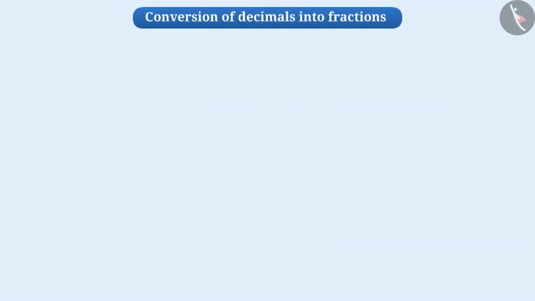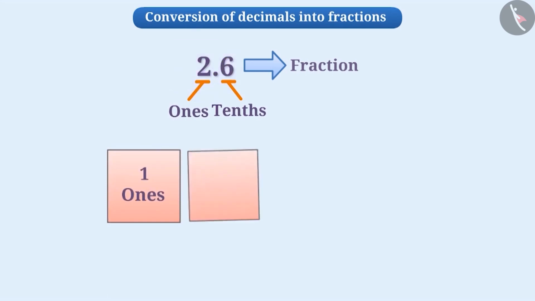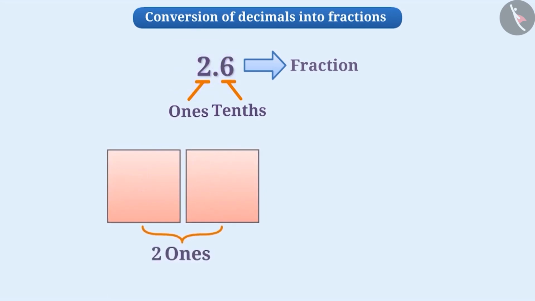In the same way, we can represent a decimal number in the fraction form. Let's assume we need to represent 2.6 in fraction form. In 2.6, there are 2 units and 6 tenths. Let us consider 1 square as 1 unit. So, we will take 2 squares for 2 units. Along with this, since there are 6 tenths, we will divide 1 square into 10 equal parts and take 6 parts from it.